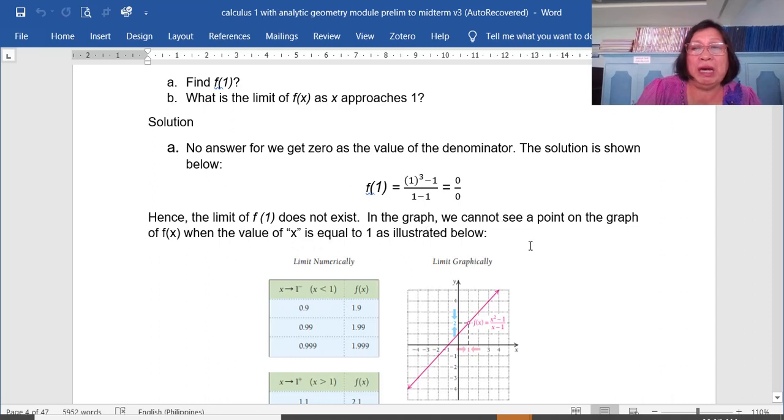We cannot see a point on the graph when the limit of x is equal to 1 as illustrated below. If 0, there is nothing to see, because it is 0.